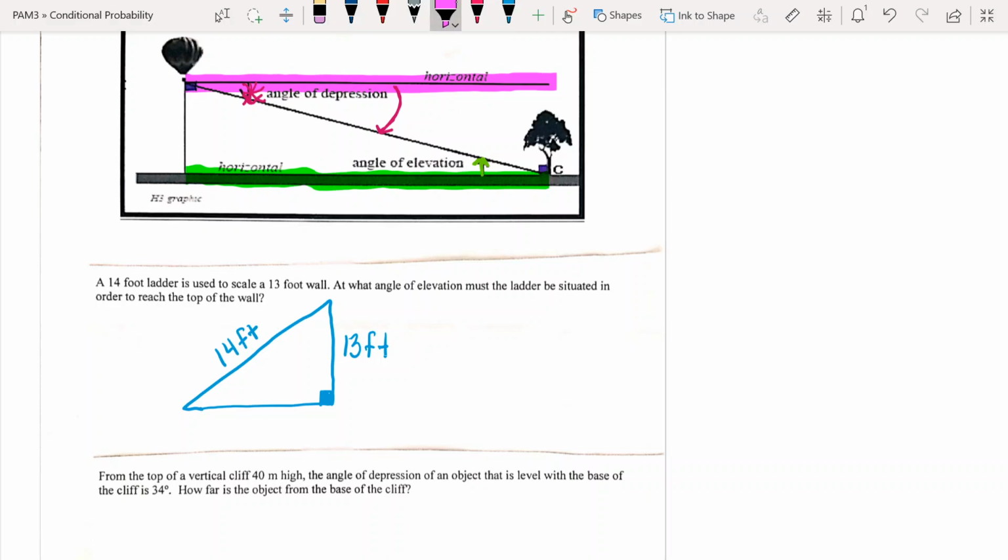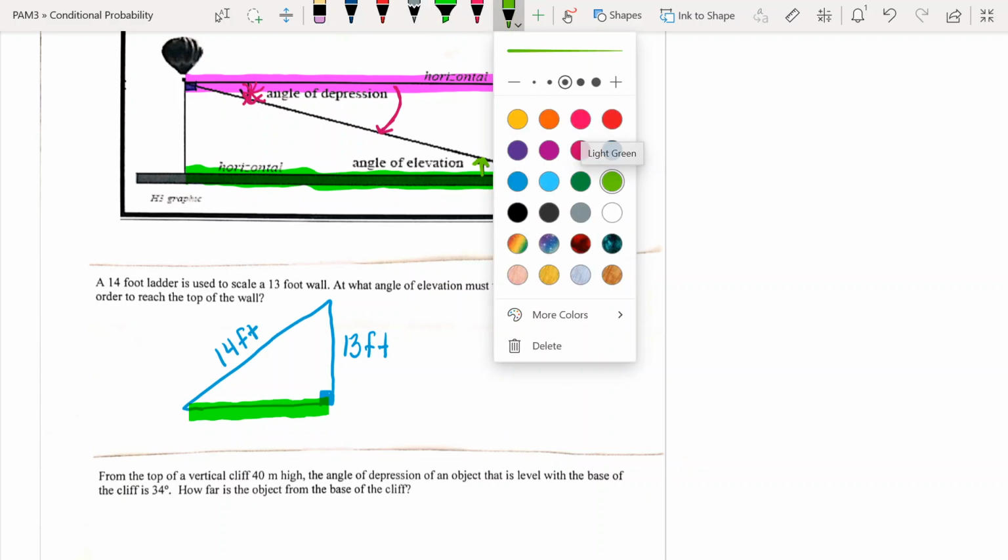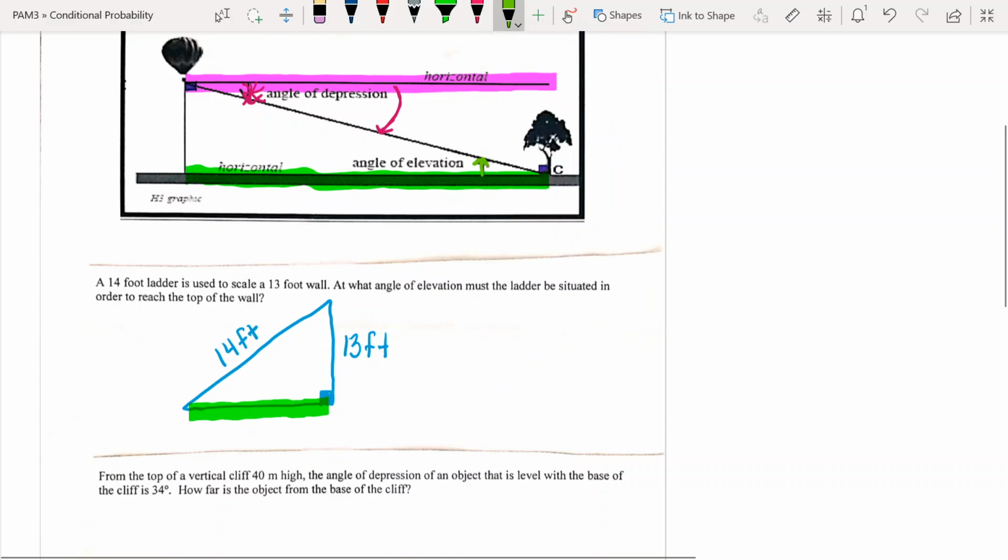It says, at what angle of elevation must the ladder be in order to reach the top of the wall? Elevation means we need a horizontal line and we need an angle that moves up. Well, here's our horizontal line. And our elevation, like I said, has to be one that goes up. So here's our angle that goes up. This is what we're looking for, that angle of elevation. So let's just say that that's going to be x degrees.